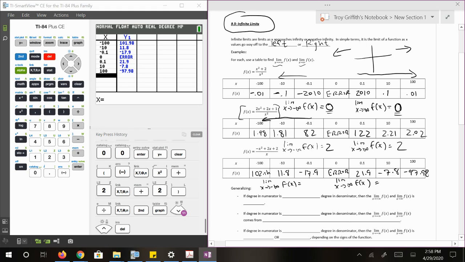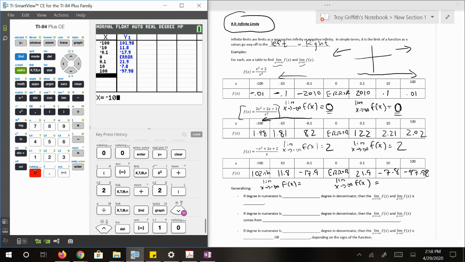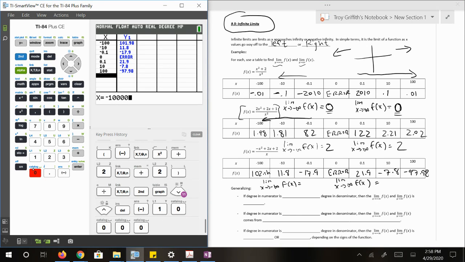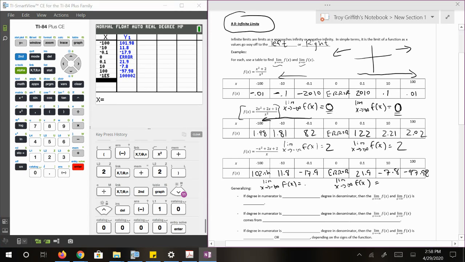And if I even tried to plug in something like negative, I don't know, let's try negative 100,000 here. Look at how large this number is. So what that looks like in our graph is, as x is going in this direction, my y value looks like it's shooting up to infinity. Okay. This is the first time we've seen this. The limit as x approaches negative infinity of this function is actually positive infinity.